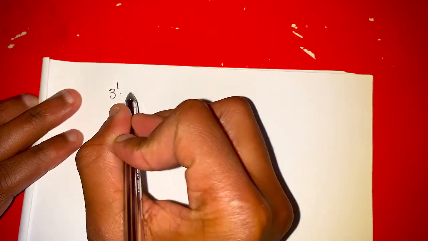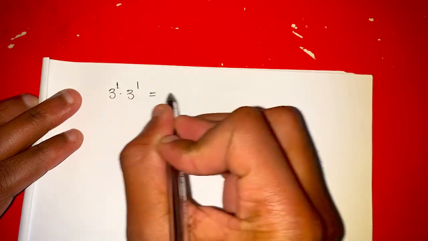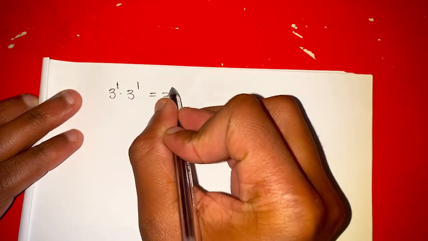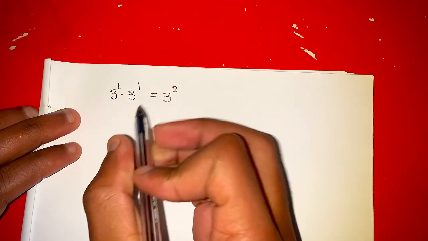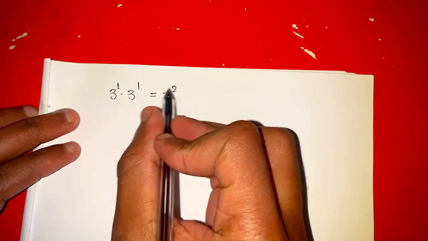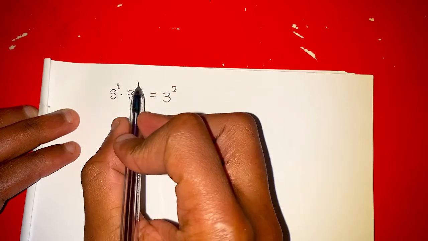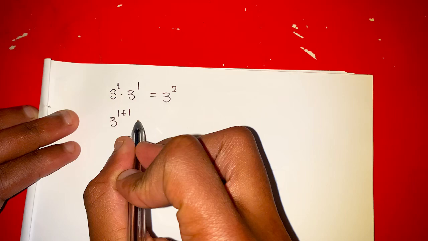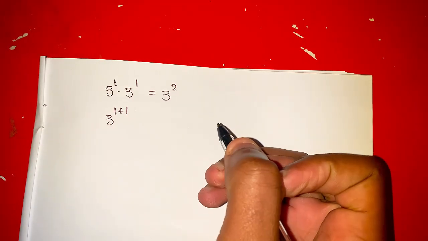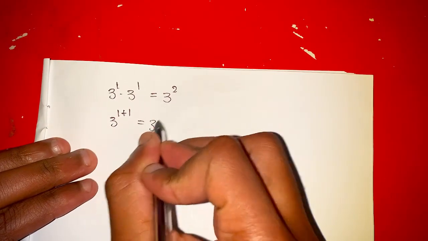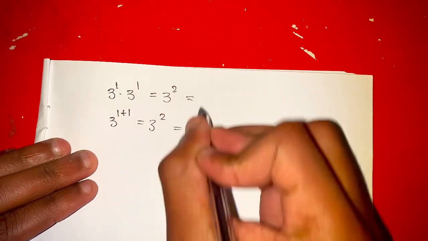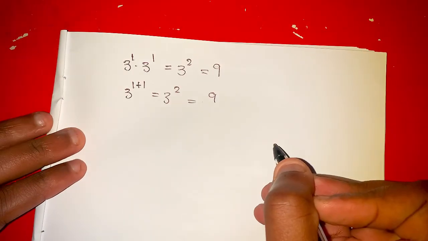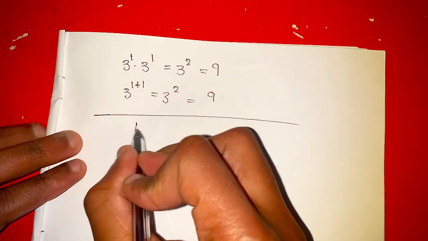If you were to look at this, 3 to the power of 1 multiplied by 3 to the power of 1, you will see that what happened here is that you had 1 and you had 1. You ended up with 2. So this means that the exponents were added. Okay, so this is also equal to 3 squared. And all of these are equal to 9. So these are your laws.